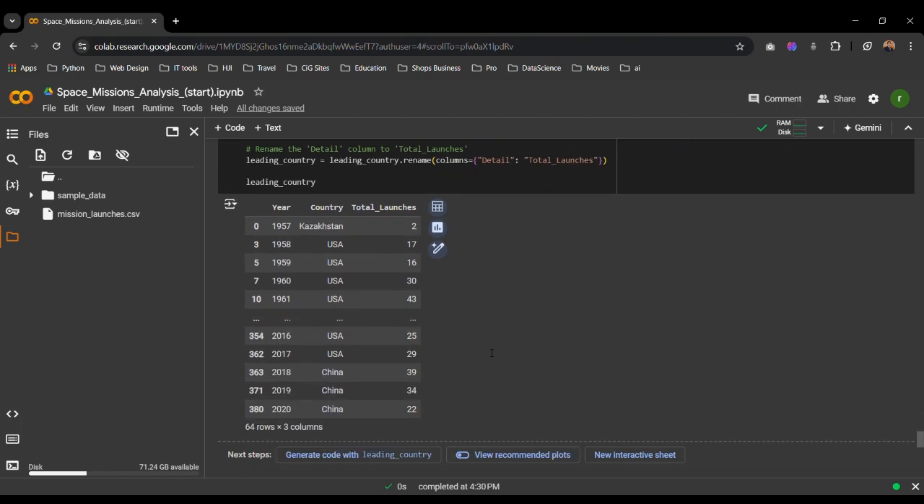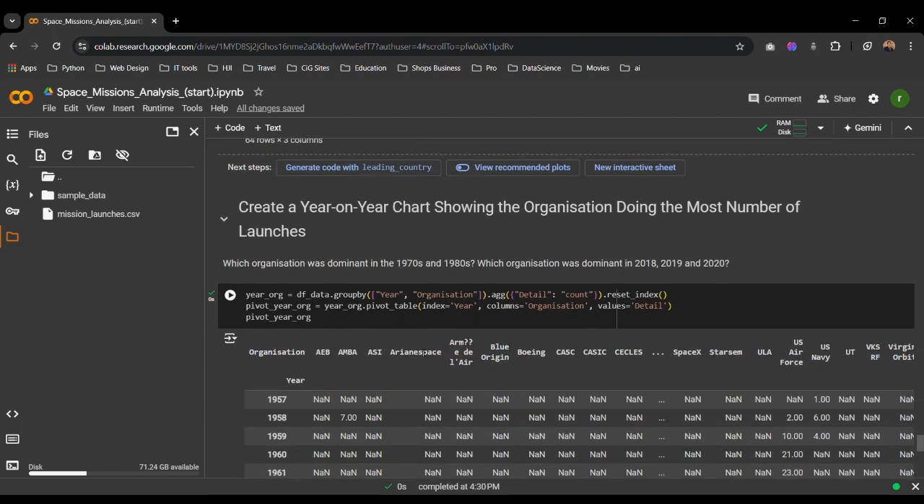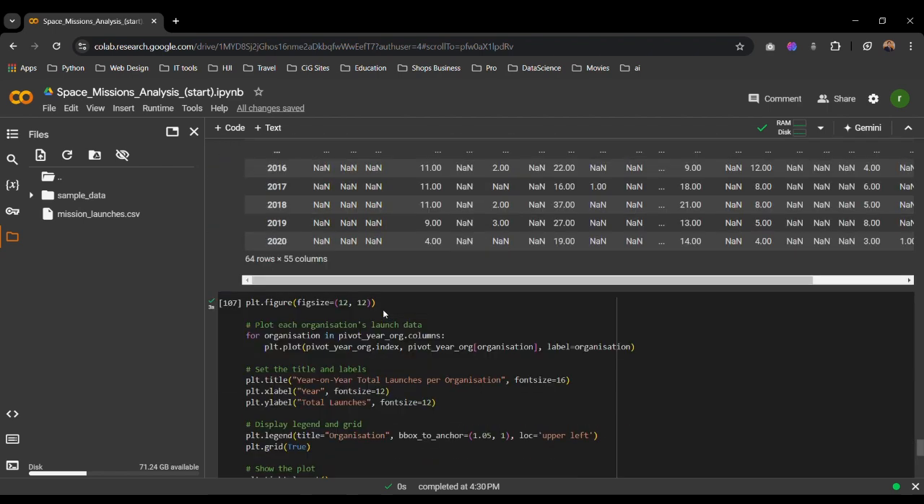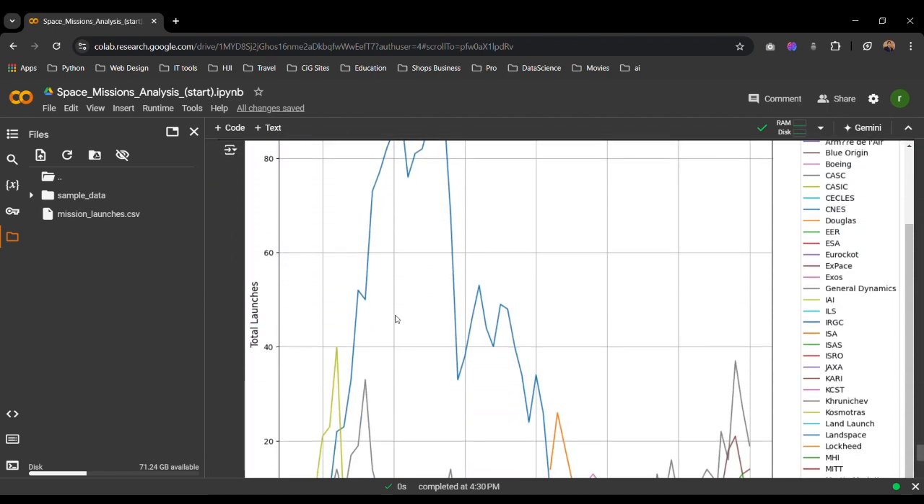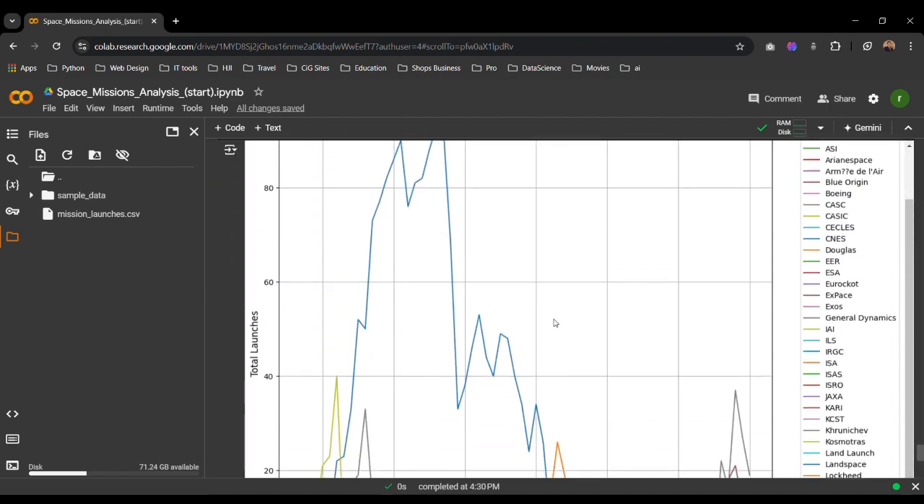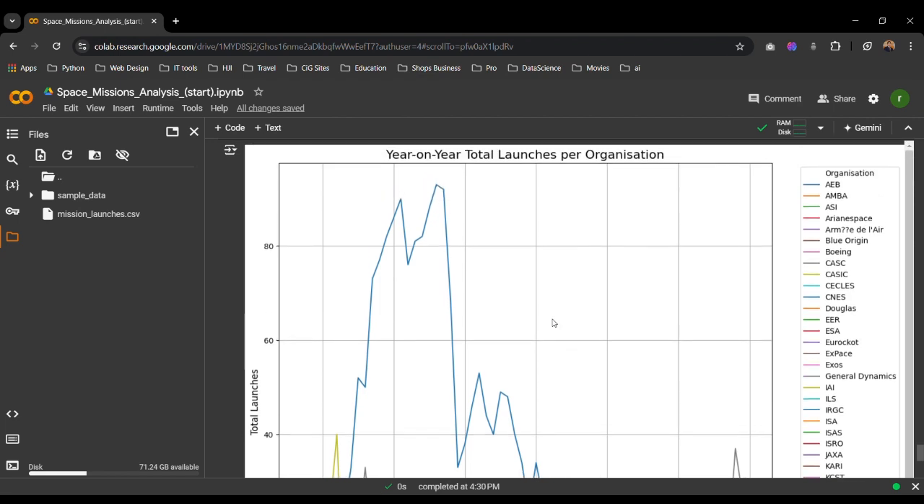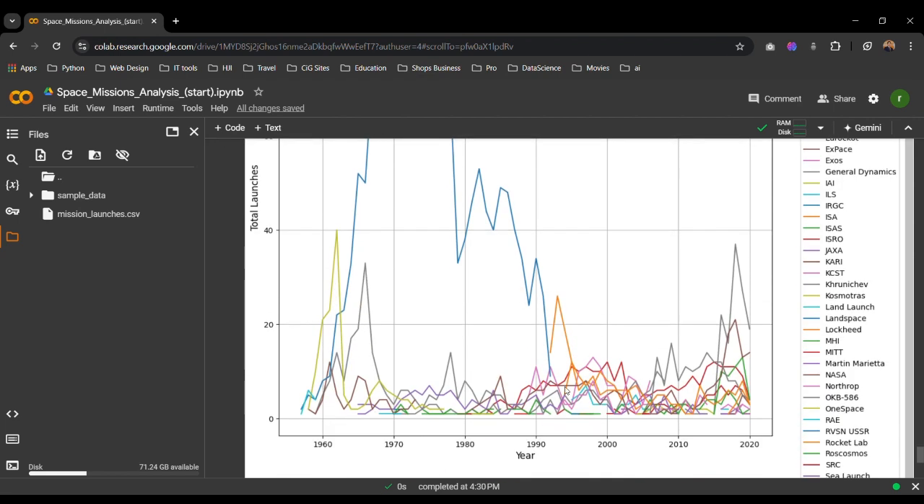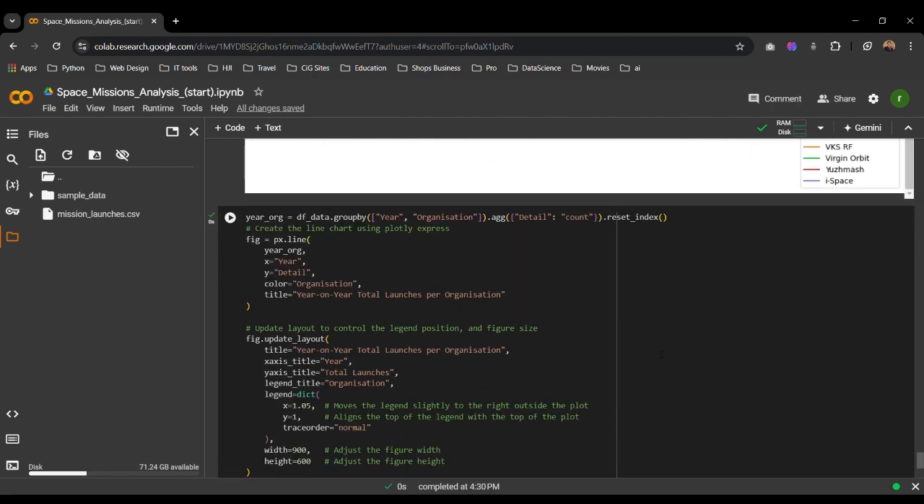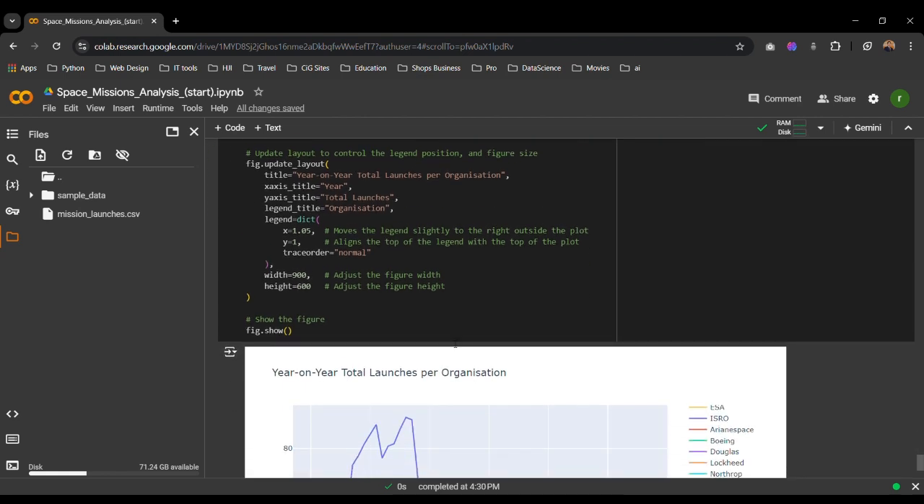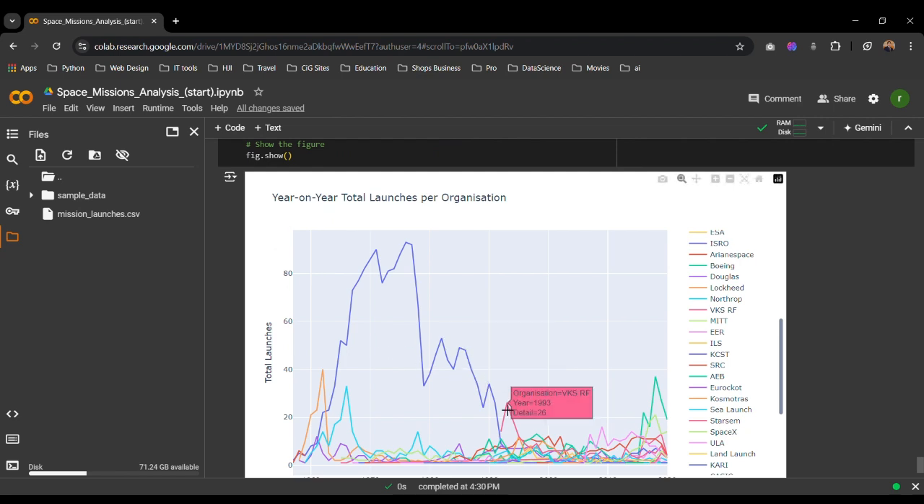Okay, the result, guys, is if we chart it and we pivot the table, so this is the result, guys, per organization from 1957 until 2020. And we used another technique called Plotly Express line, and this is the result. Okay, guys, it's more interactive.